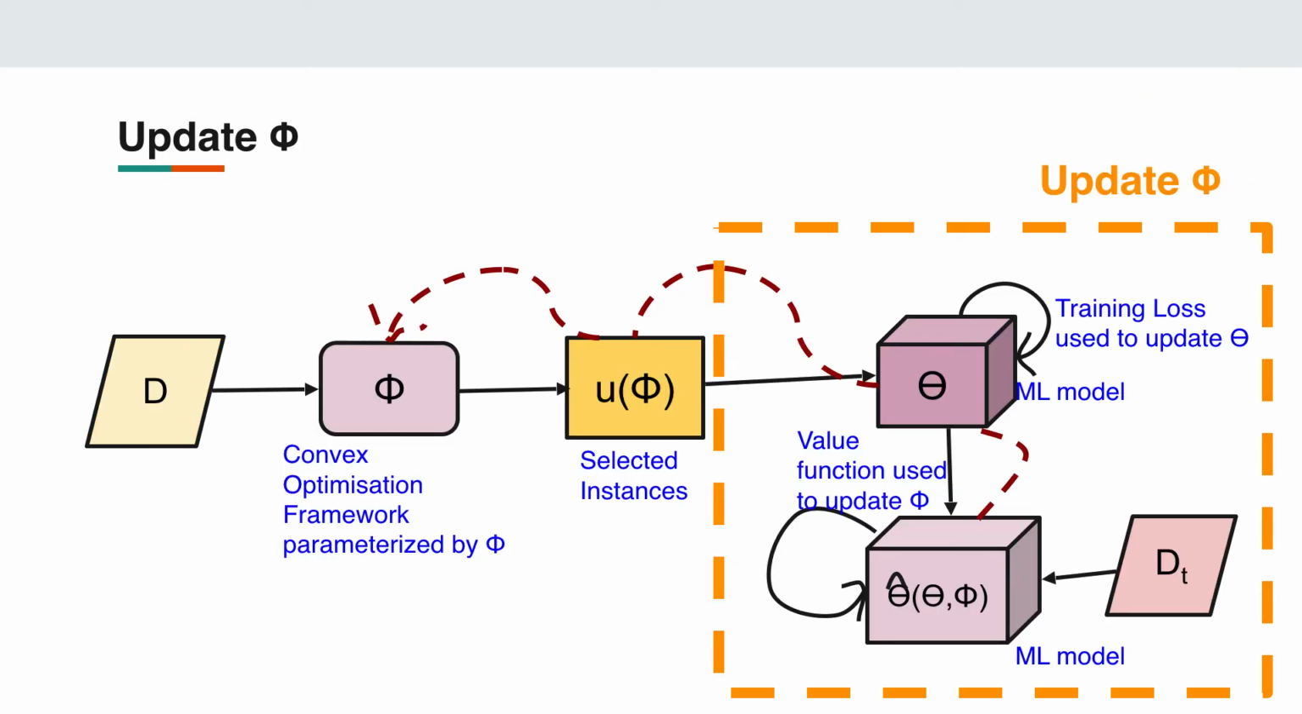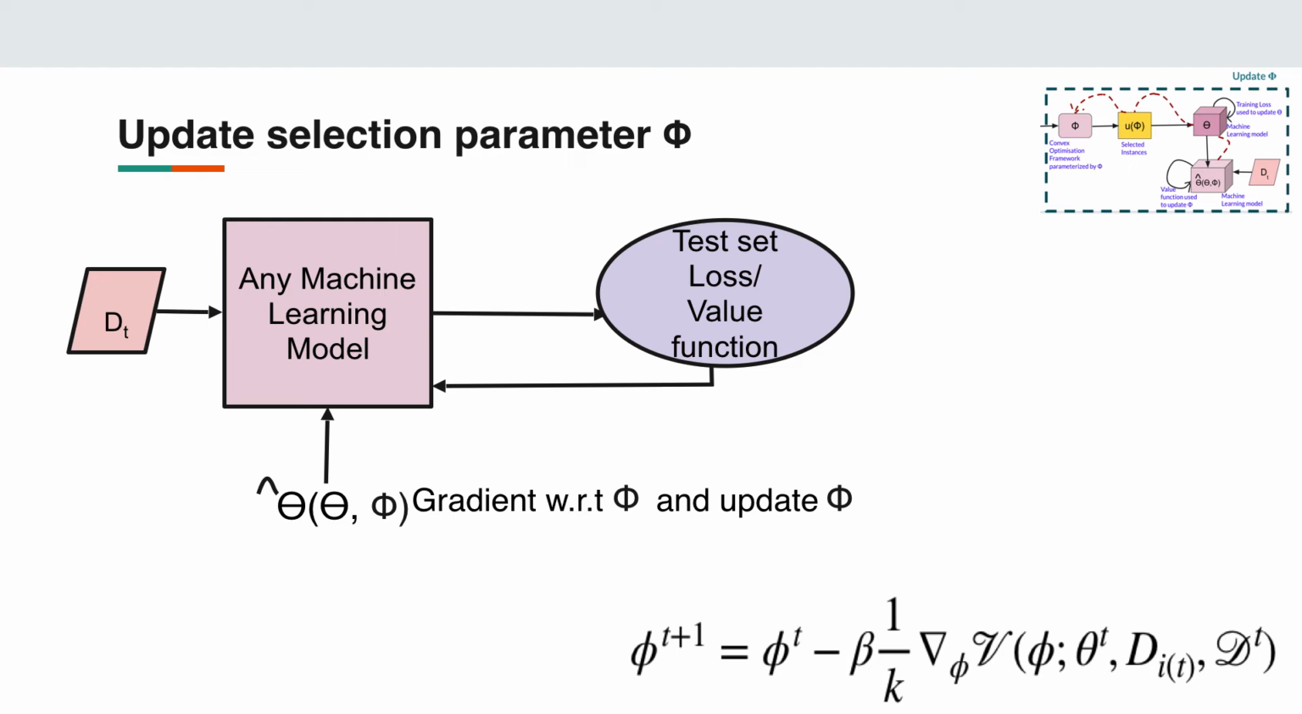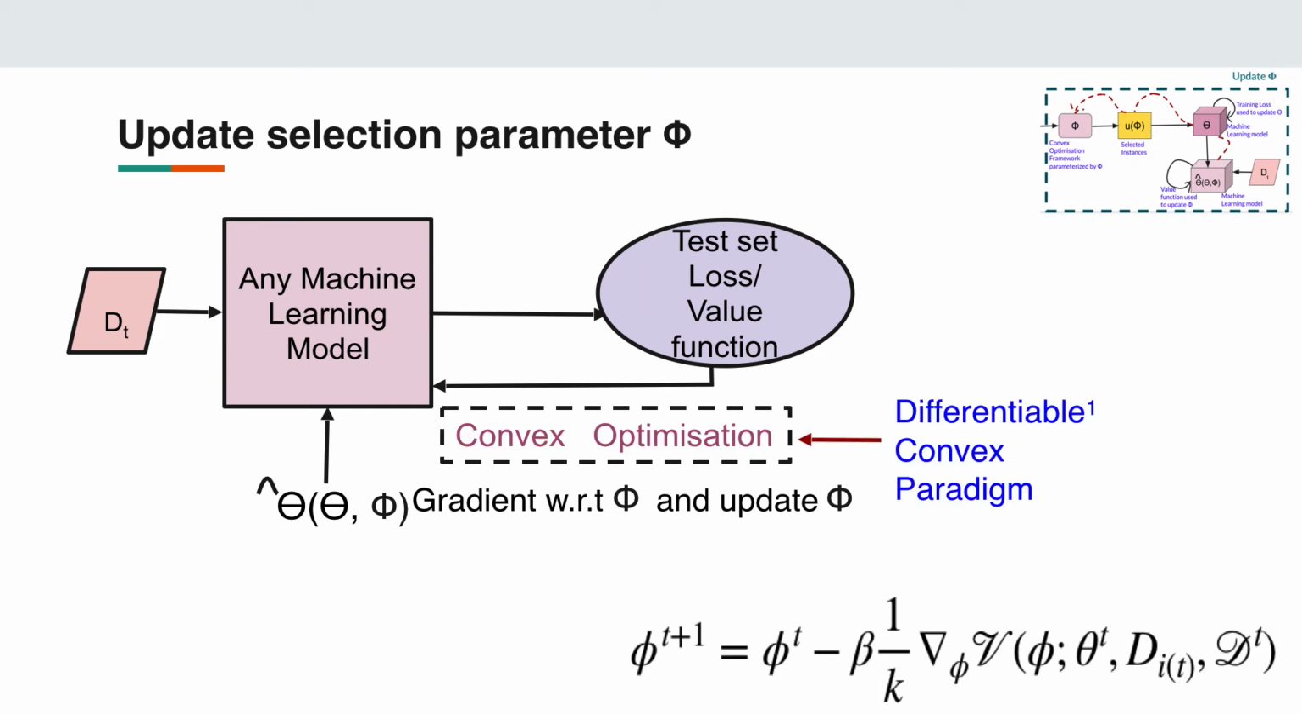The last part is updation of selection parameter phi, where the test set D_t is used and the one-step update theta hat is used, which can be obtained from the training model. We compute the test set loss, which is the value function, using which we need to update phi. This update takes place by differentiating the value function as can be seen in the slide.